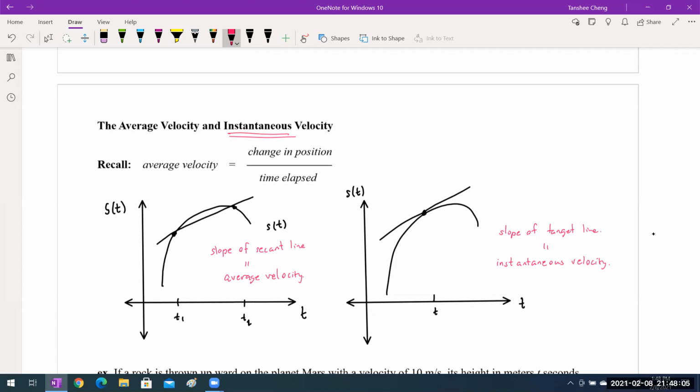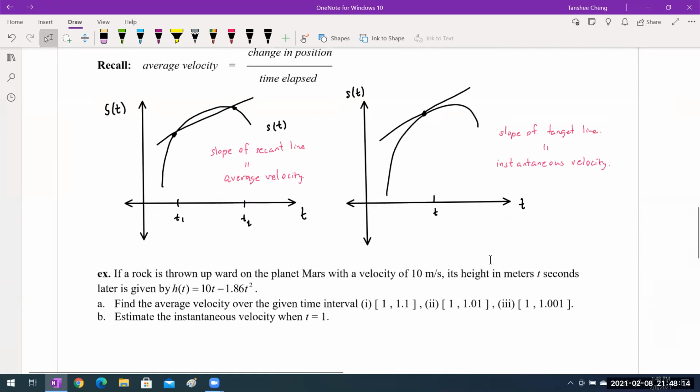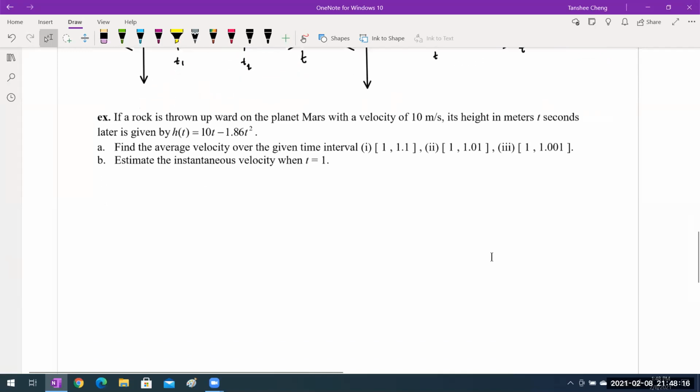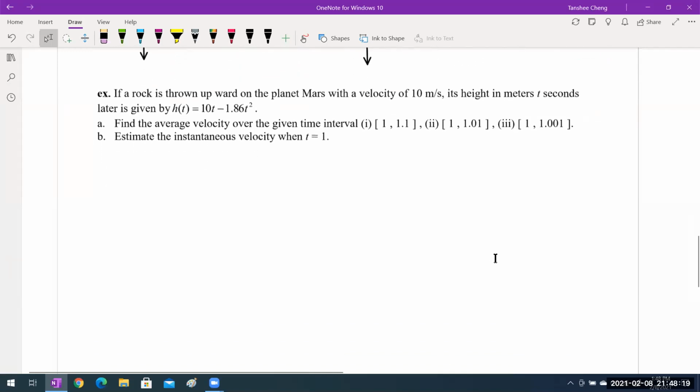So this is the idea that we want to understand and introduce in this section. I'm giving you an example with position functions. This is a problem that we used to do a lot in algebra, right? A rocket is thrown upwards at the planet Mars with an initial velocity of 10 meters per second, and its height in meters t seconds later is given by this function, h of t equals 10t minus 1.86 t squared.